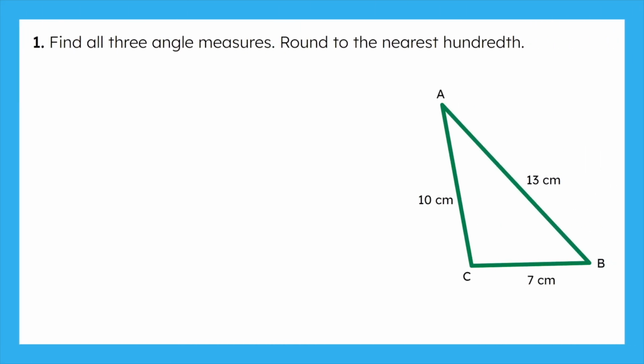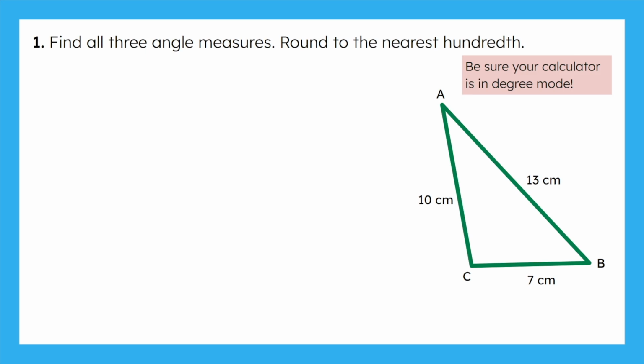All right, before we try it out with example 1, make sure your calculator is in degree mode. Okay, ready? Here we go. In triangle ABC, side a equals 7, side b equals 10, and side c equals 13. We need to find all three angle measures. So, which angle do you think we should start with?